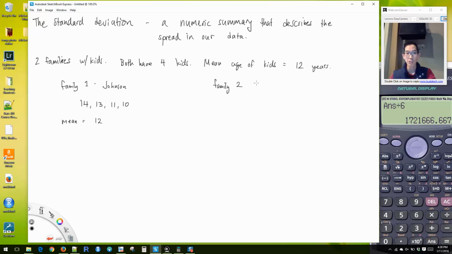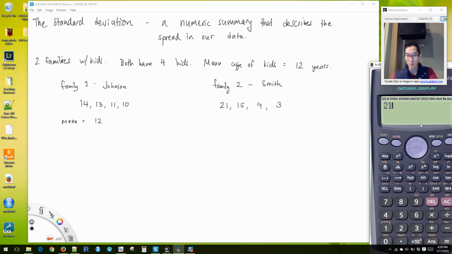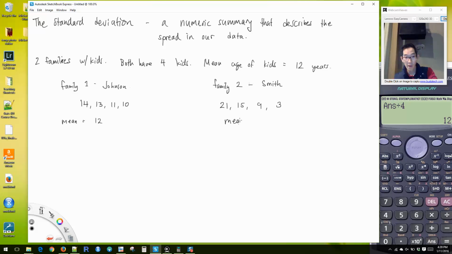Family 2, they also have 4 children. This will be the Smith family. Let me do some math here. The kids are 21, 15, 9, and 3. And I'm pretty sure if I did my math correctly, and I divide by 4, yeah, the mean age is also 12.